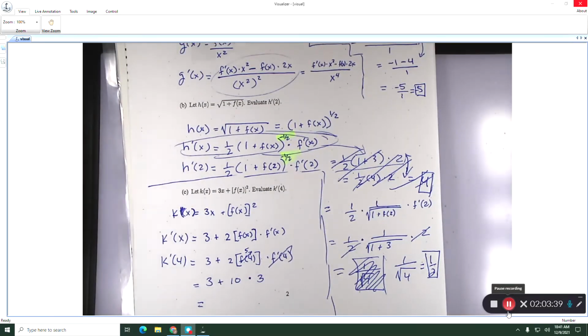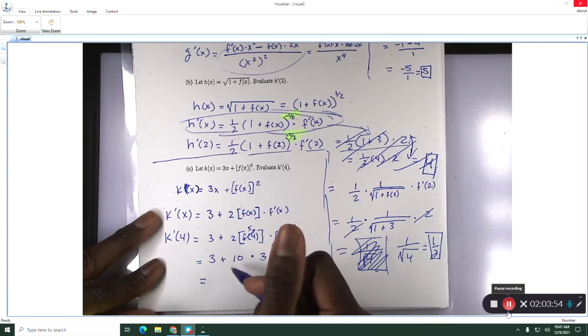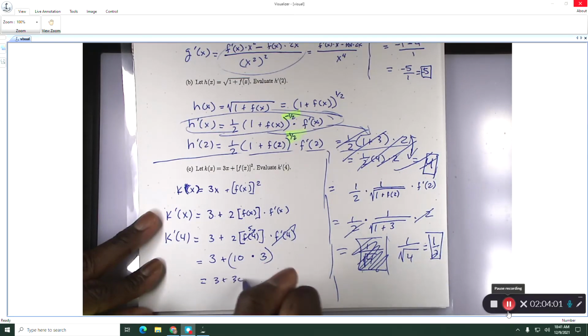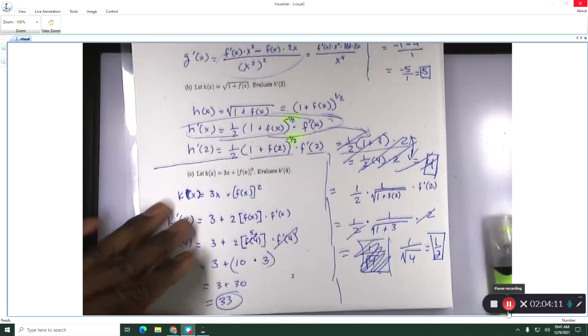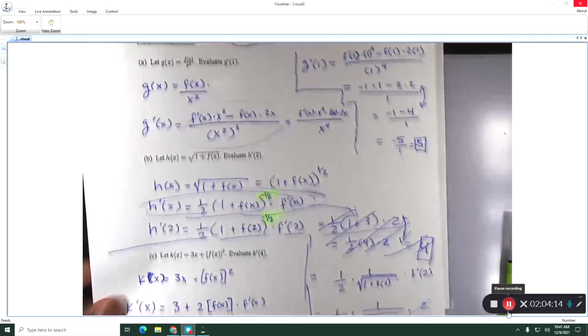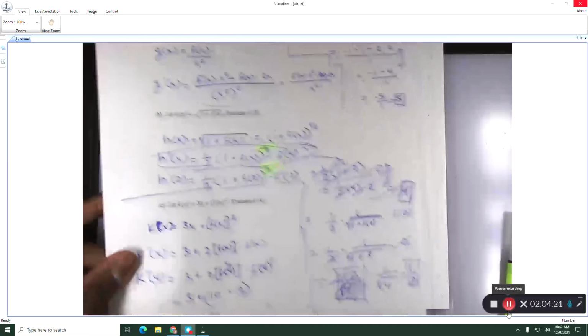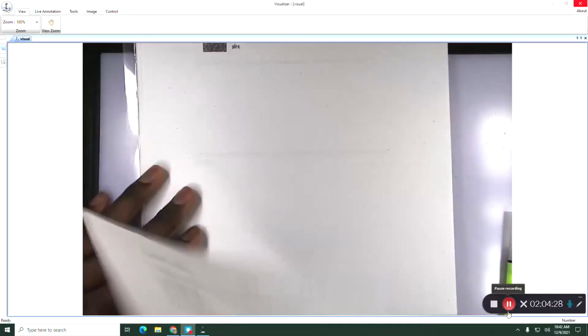Another simple mistake to make is to add before you multiply. If you don't follow your order of operations, or PEMDAS as it is usually referred to, then you will get the wrong answer. But because I know that I multiply before I add, I get 3 plus 30, which equals 33. All of these problems are a lot about attention to detail. So this problem B was 1/2. The first one was -5.